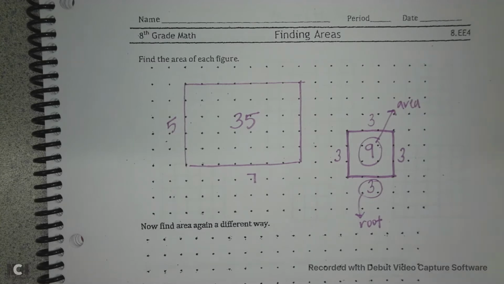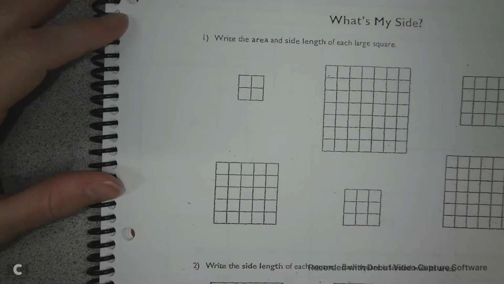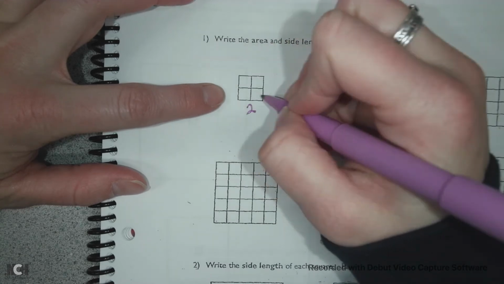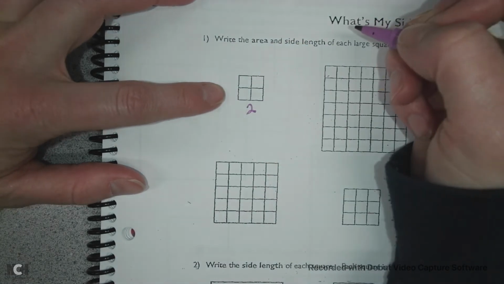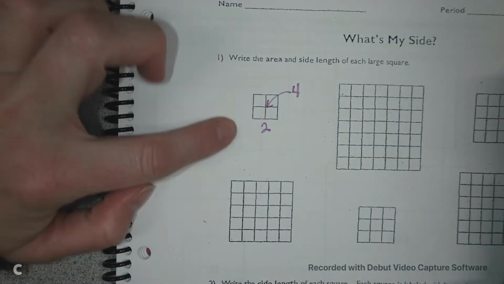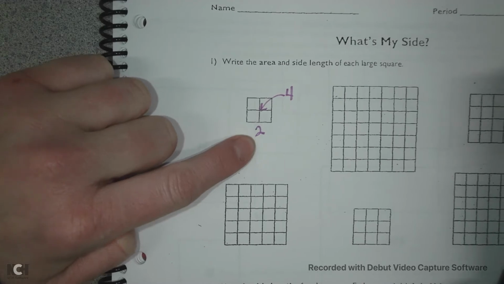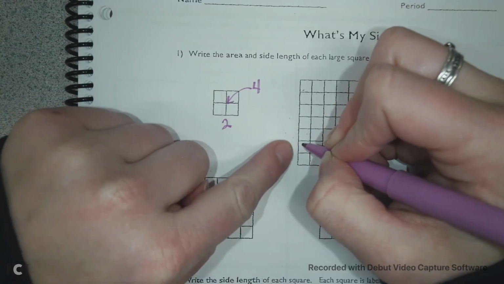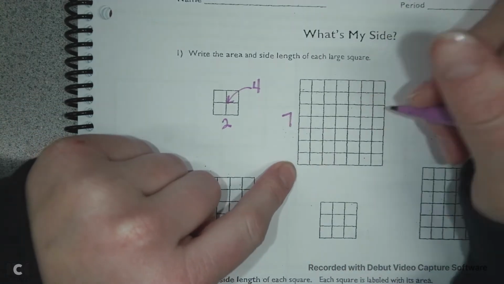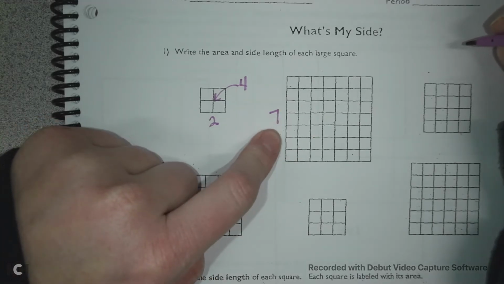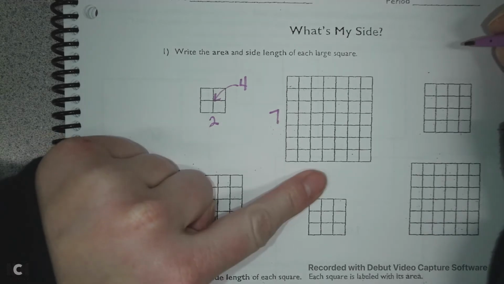Okay. So now we have more squares and more side lengths. So here I have a square that has a root of 2, so that means that each side is 2. The area inside of my square is going to be 4. So my area, my big number is 4, and my root, my little number, is 2. Then here I have my root, which is 1, 2, 3, 4, 5, 6, 7. Now it doesn't matter what side of the square you write your root on, but that is my root, is 7. So to get the area, we multiply 7 times 7, because that's how you do area.